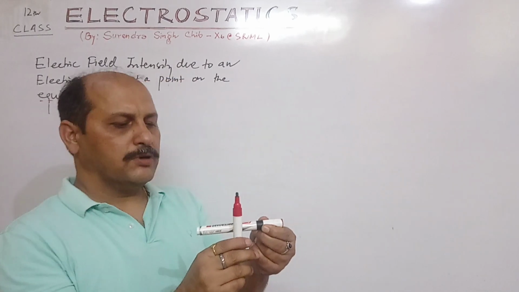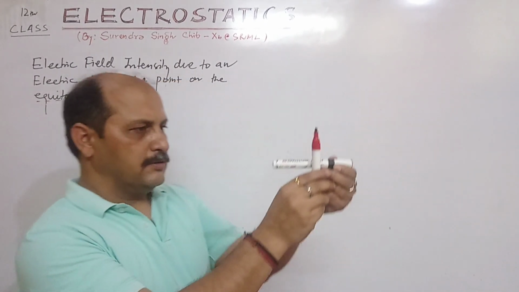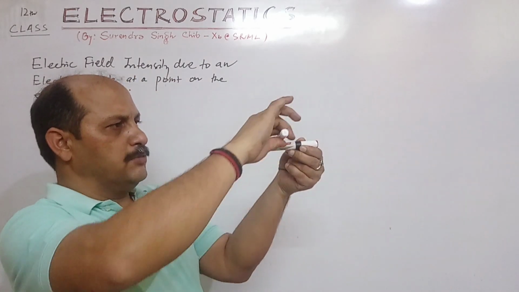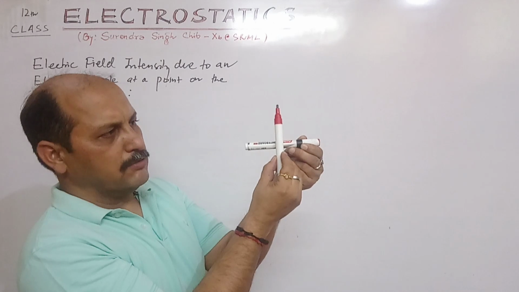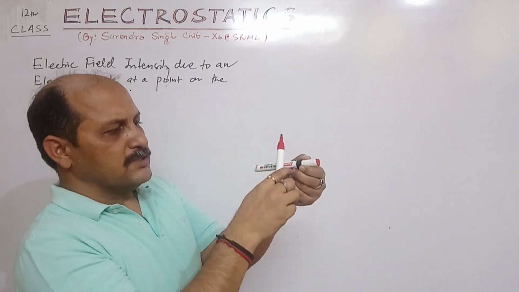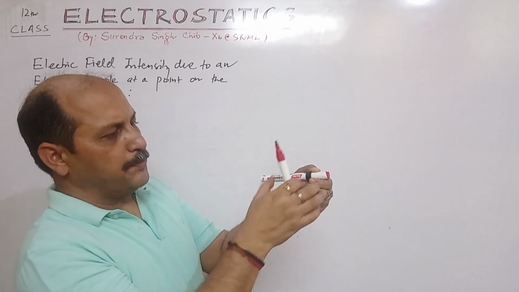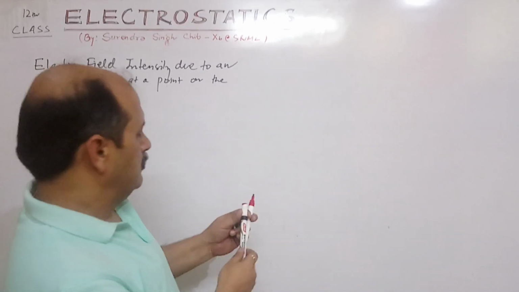Question is, how many equatorial lines are there? There are infinite equatorial lines. See here, this is an equatorial line. This can be an equatorial line like this. This is also an equatorial line, and this is also. There are so many equatorial lines. So what is an equatorial line? Which is perpendicular to the axial line and passing through the center of the electric dipole.